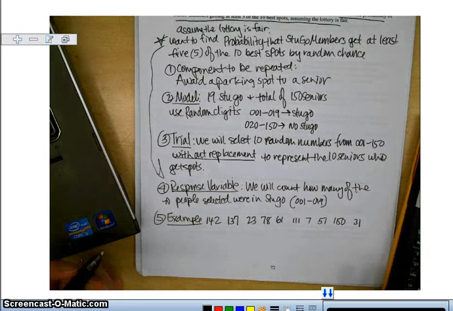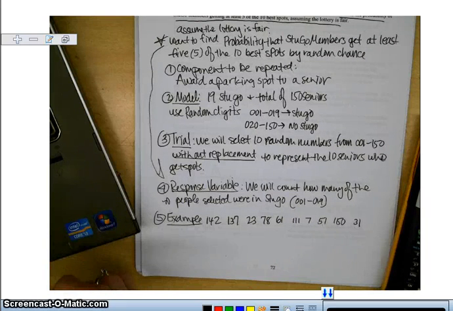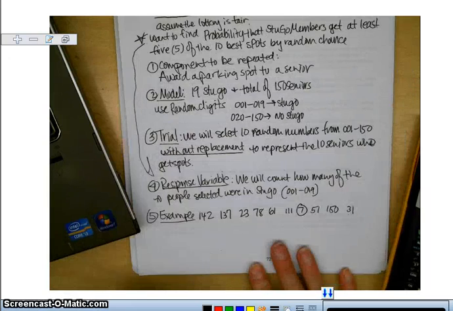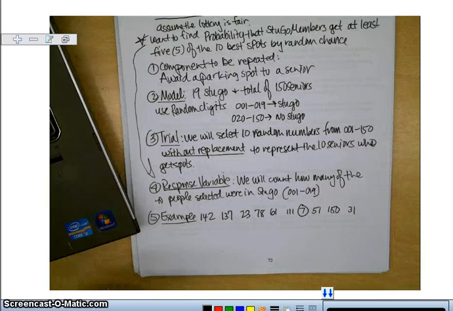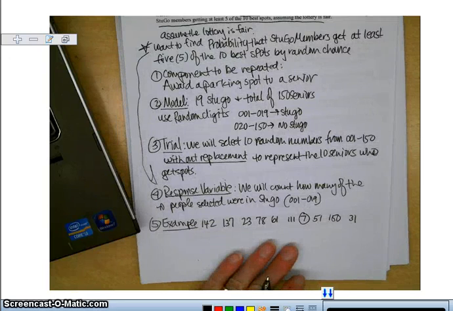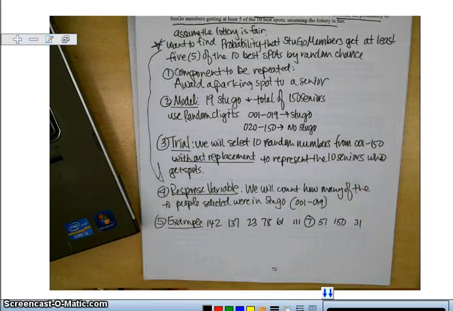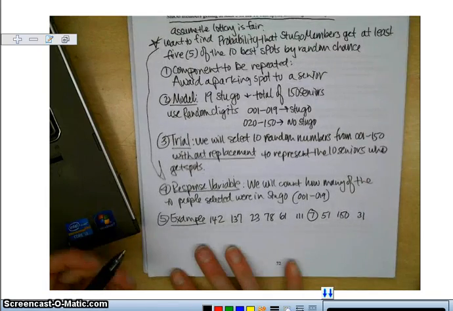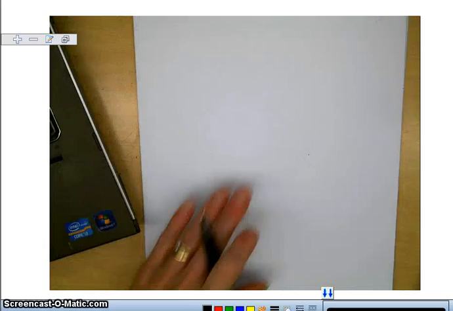So how many of those were Stugo members? That would be any number from 1 to 19. There's 1. So 1 of the 10 was in Stugo. There's my example. All right, so what I want to do is run some trials now. That's an example of a trial. If we were all doing this in class, we would run a bunch of trials. But let's just say I'm going to run 10 trials.